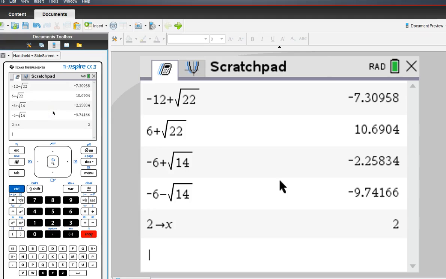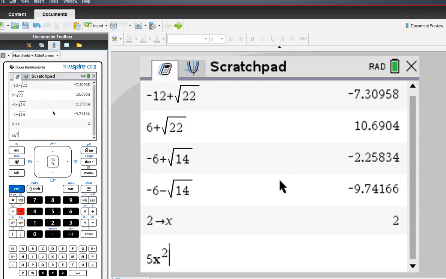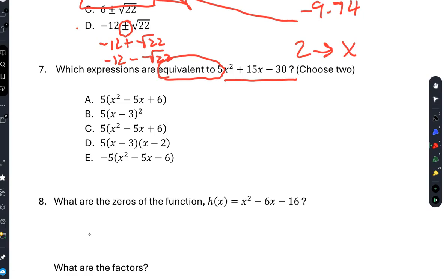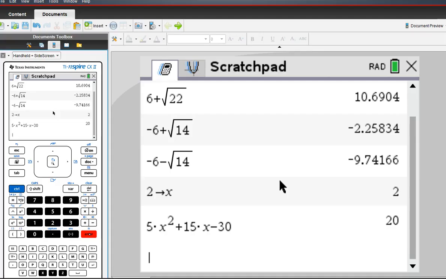Okay, got it in. Now then I'm going to type in the problem. 5x squared plus 15x minus 30. Hit enter, and I get 20. So I'm going to go to my paper, and I'm going to write down 20. 2 of these answer choices will be 20. I don't think we're going to pull out a negative, so let's try choice A. Okay, so I'm going to go to my calculator, and I'm going to type in A.